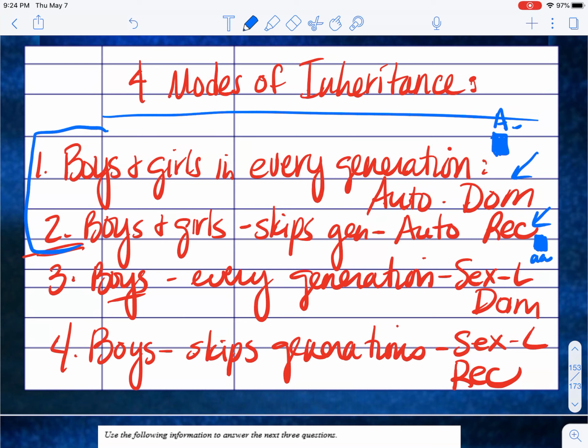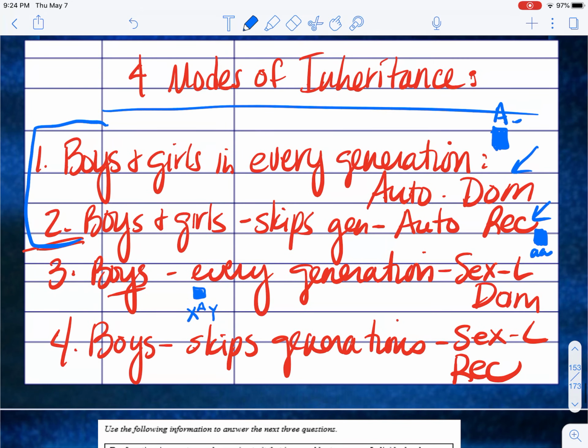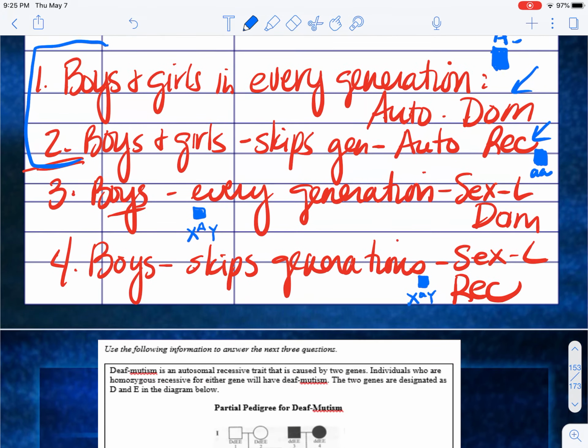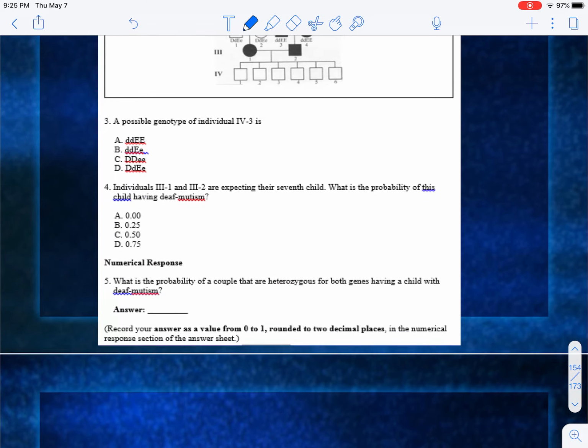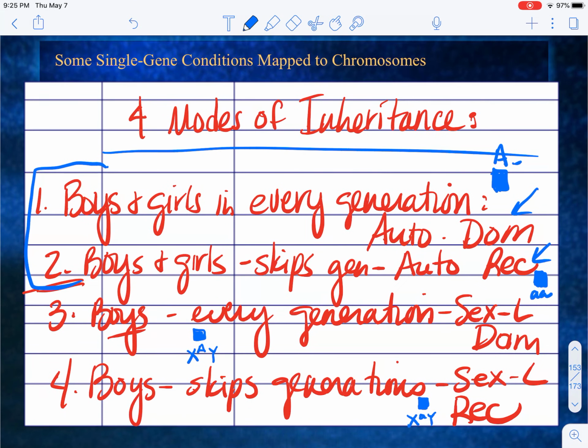If it's boys and you find them in every generation, we're going to say those boys must be sex-linked dominant, so we're going to indicate them as so. Whereas if it's boys but they skip generations, we're going to know that it's a recessive condition and note all of the shaded ones as being recessive. Okay, hopefully that is something that's going to be easy to try out.